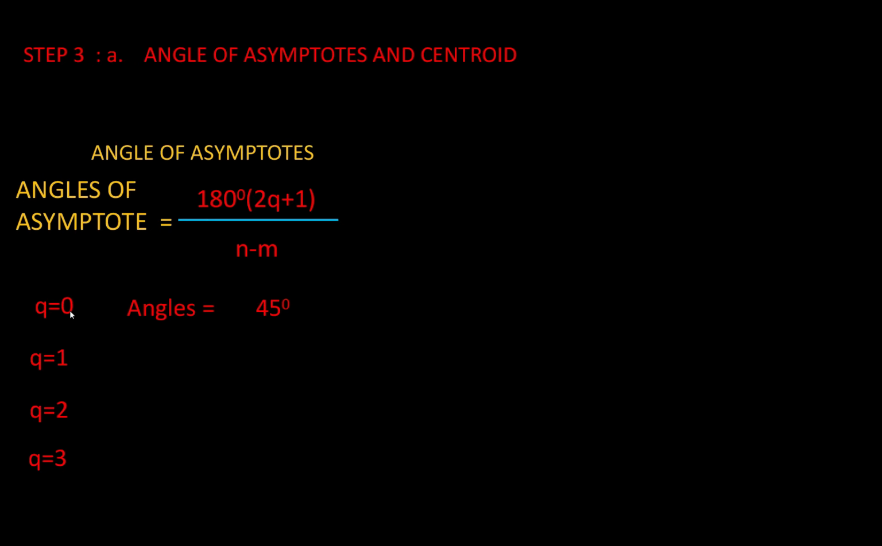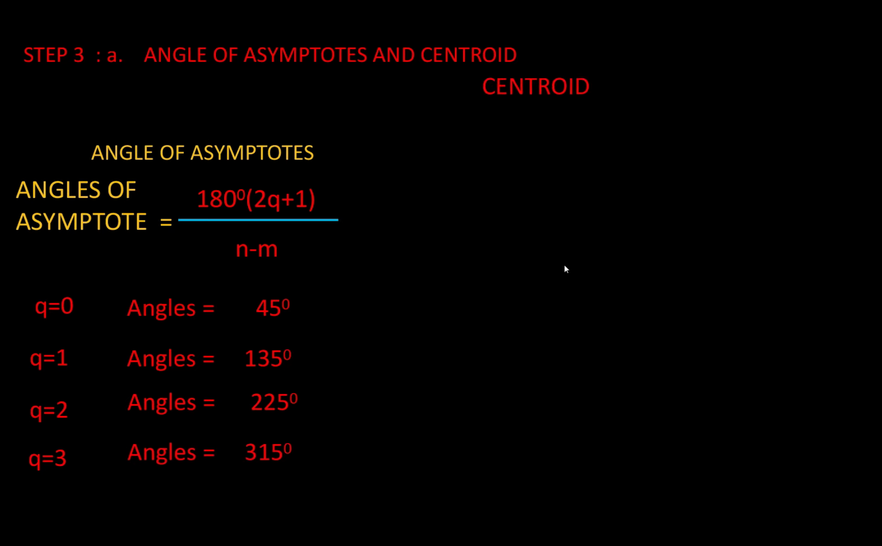That's why you're varying the value of q equal to 0, 1, 2 and 3. Now we'll take q is equal to 0. So 0 into anything is 0, 0 plus 1 is 1. So 180 by 4 is 45 degrees. Like that we'll substitute for all the remaining q values and obtain the corresponding angles. So we are getting 45, 135, 225 and 315 as the corresponding angles.